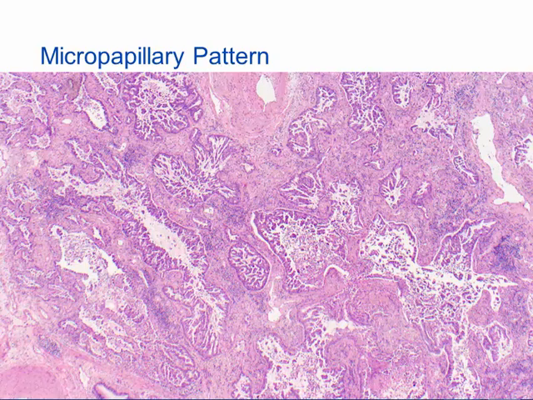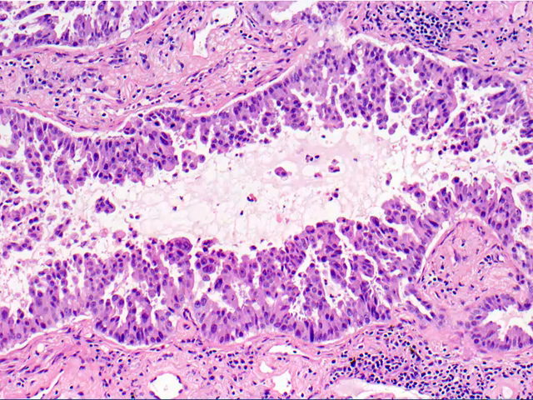Micropapillary pattern is comprised of micropapillae that are in these neoplastic glands. Sometimes they can be dislodged into the lumen of the glands. However, they do not have fibrovascular cores.